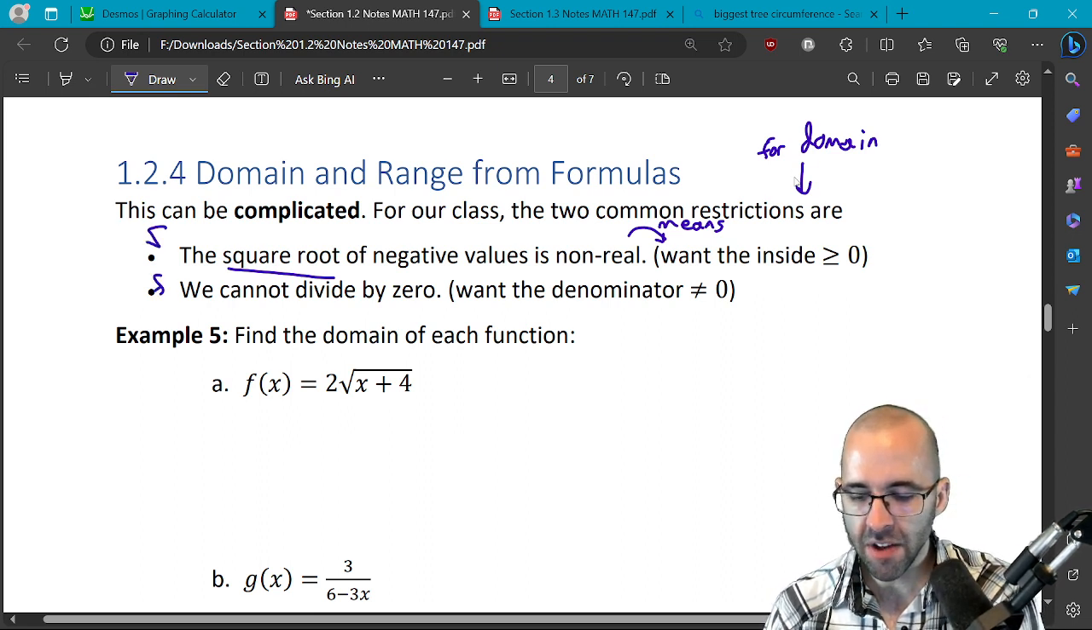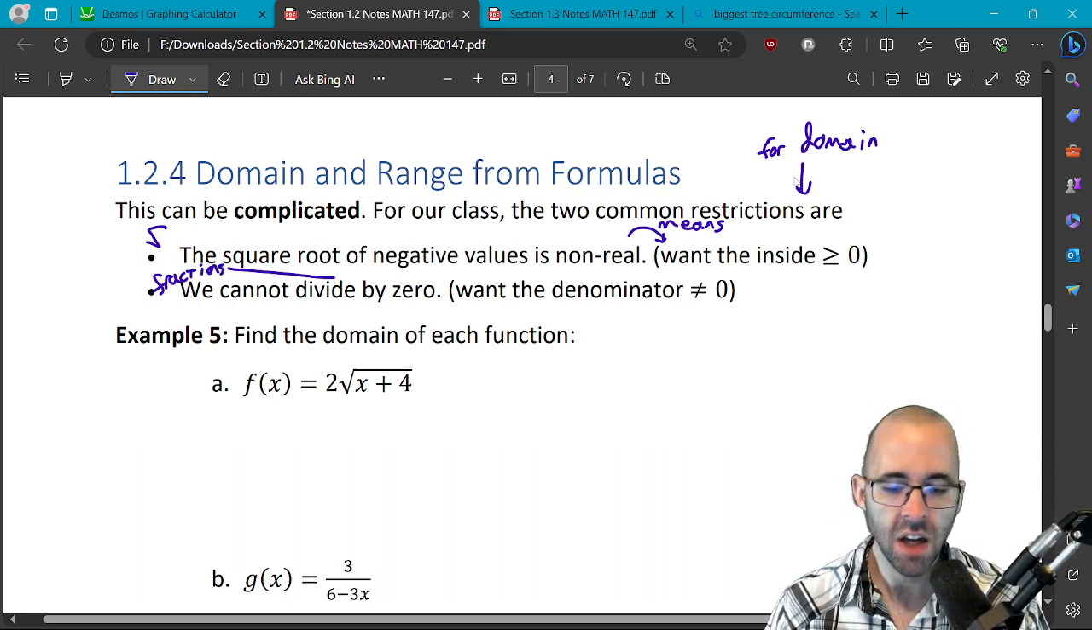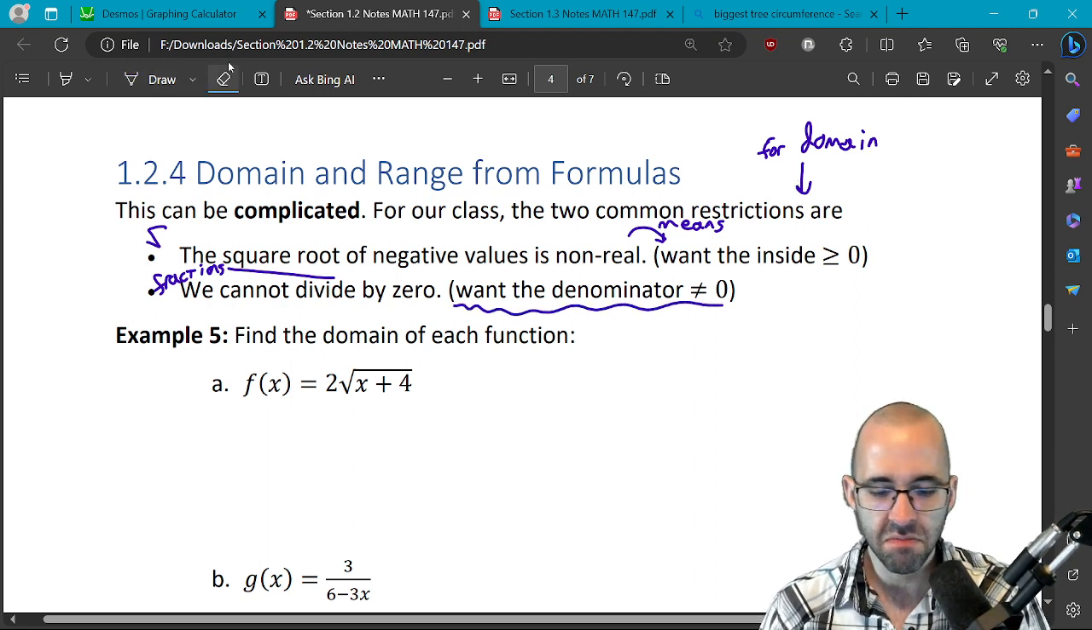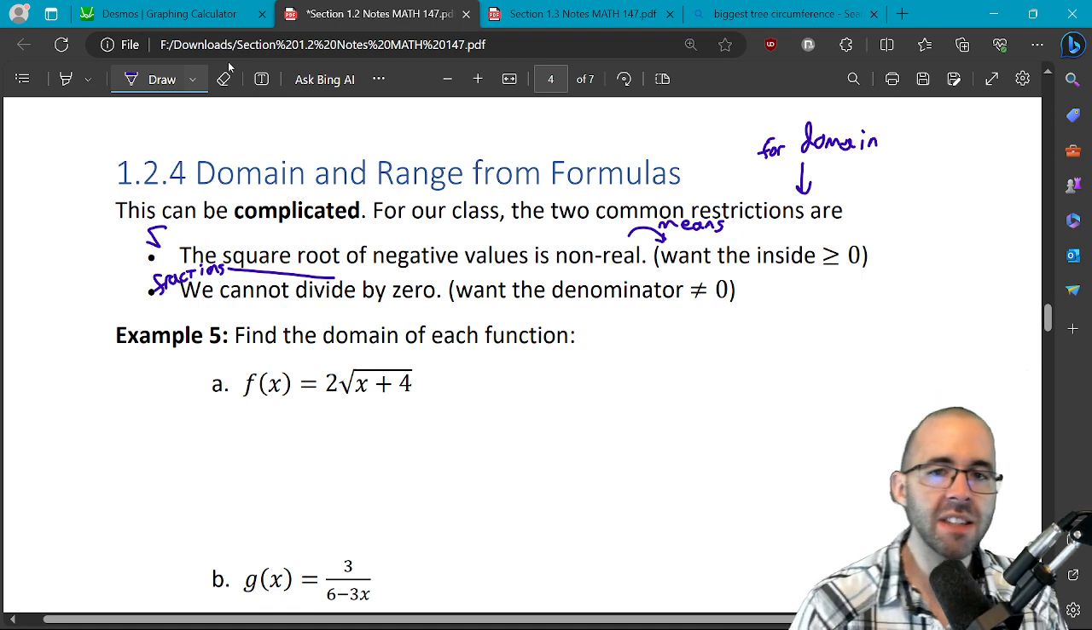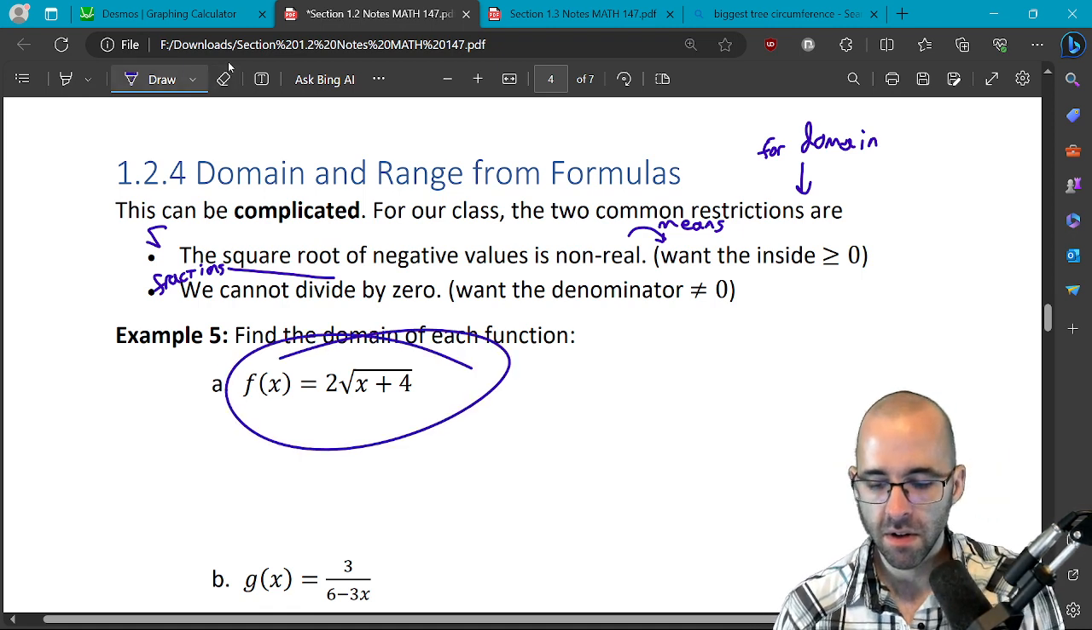The other thing we look at is fractions, because we cannot divide by 0. So if there's a fraction, we need to make sure that the denominator of that fraction, the bottom of that fraction, is not 0. So let's see what this looks like. Let's look at this first example.